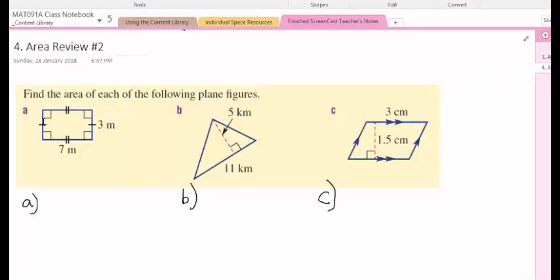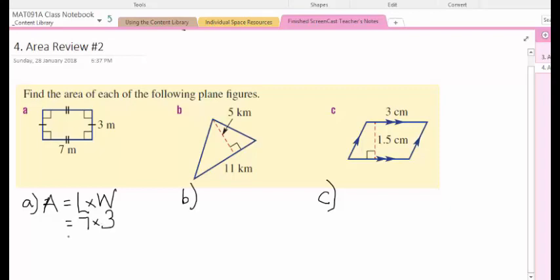Here's some examples. The first one is a rectangle. Make sure you do the 5 things, which is firstly, draw a diagram. There is a diagram already provided here, just to speed things up. We have a rectangle. The formula for the area of a rectangle is length times width, or length times breadth, some people say. The length is 7 meters, the width is 3 meters.